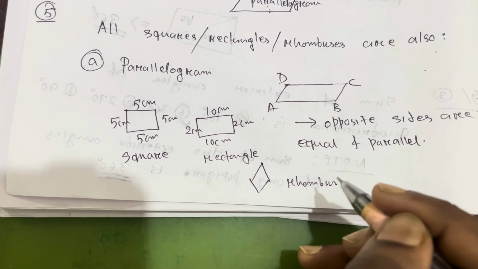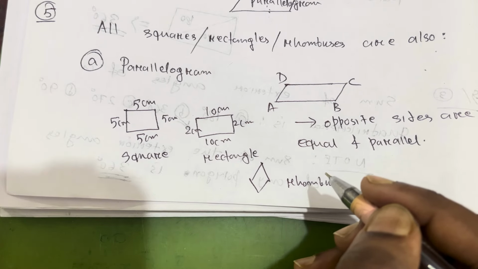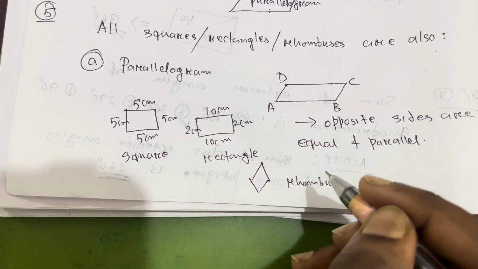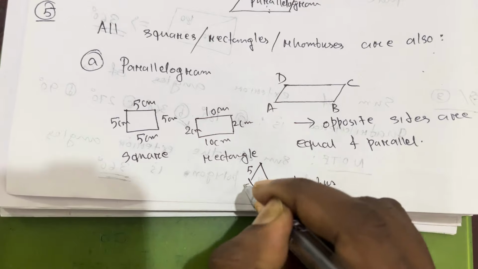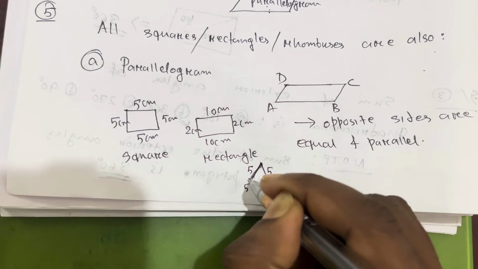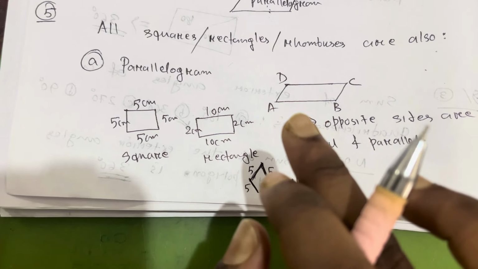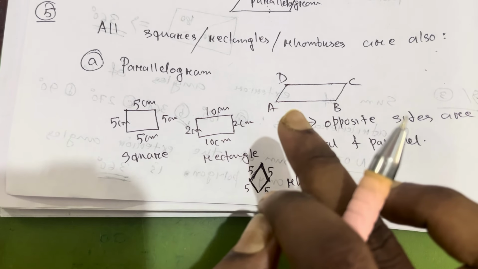Rhombus also, what is the definition of rhombus? Rhombus means all sides are equal and opposite sides are parallel, right? All sides are equal. This is 5, this is also 5, this is also 5, this is also 5, and these sides are parallel, and these sides are parallel. So a rectangle has also opposite sides equal and parallel.